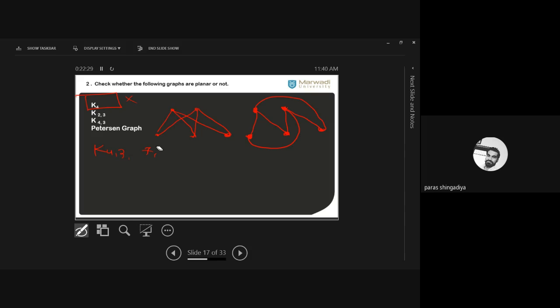7 vertices and 12 edges. So as we know that K33 is non-planar in bipartite form, which includes 6 vertices and 9 edges. Here it has 7 vertices and 12 edges, which is more. If it is not possible to make the planar form in K33, it is not possible in K43 either.